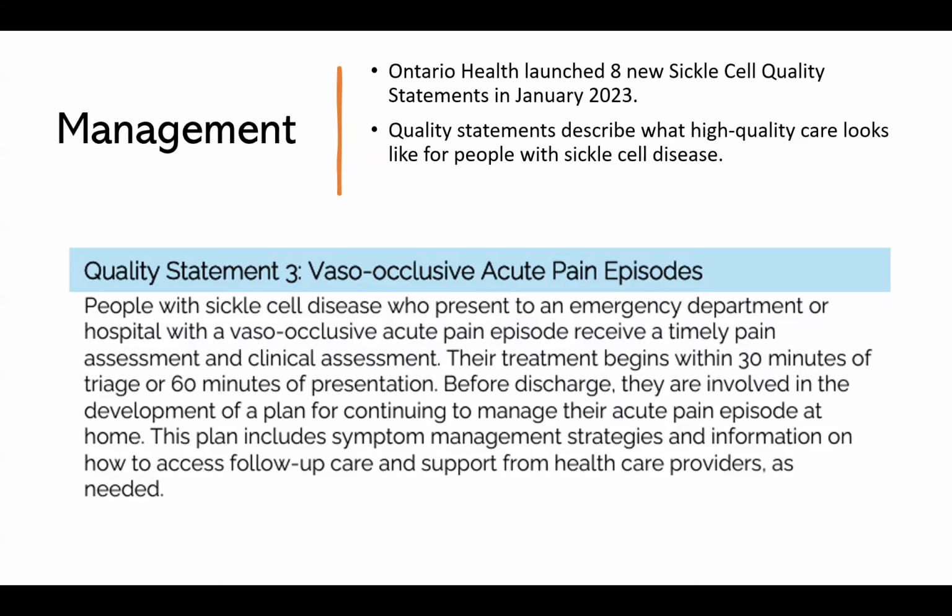Quality statement number 3, vaso-occlusive acute pain episodes. People with sickle cell disease who present to an emergency department or hospital with a vaso-occlusive acute pain episode receive a timely pain assessment and clinical assessment. Their treatment begins within 30 minutes of triage or 60 minutes of presentation. Before discharge, they are involved in the development of a plan for continuing to manage their acute pain episode at home. This plan includes symptom management strategies and information on how to access follow-up care and support from healthcare providers as needed.